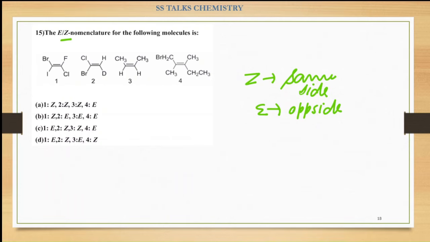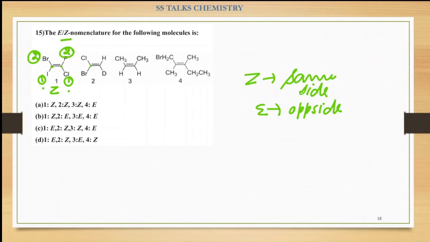So in molecule number 1, on this carbon center, out of iodine and bromine, iodine has the higher priority and bromine the second priority based upon atomic numbers. And on this particular carbon center, out of fluorine and fluorine, the fluorine is the higher priority one. So you can see the higher priority groups are present on the same side. That means it will be the Z configuration around this molecule. Right. Next one, the second molecule, if you see it.